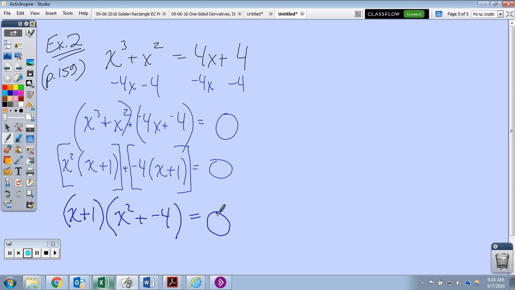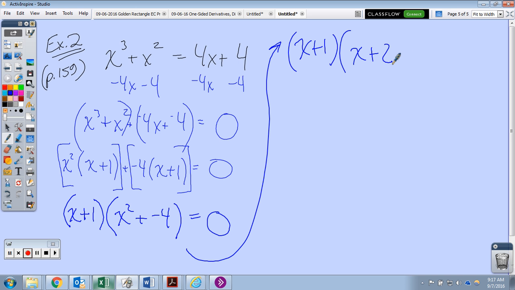So up to here, x plus 1. Now what will this factor out to? Because of the difference of squares, x plus 2 and x minus 2. Now this equation has been set equal to 0. It's been fully factored. What is the power of each of these factors? Like what's the degree of this guy?